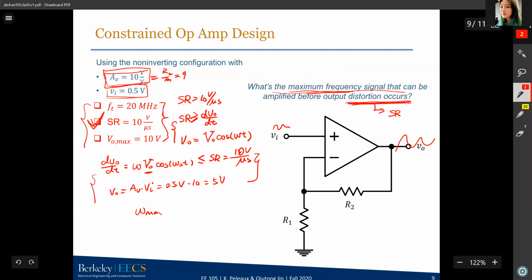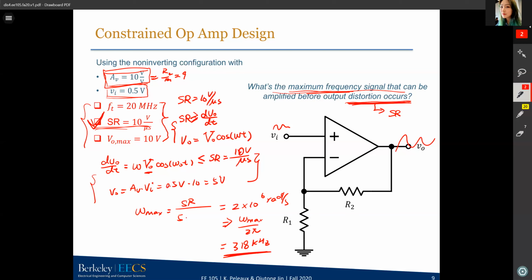So omega max will just be the slew rate divided by 5 volts, which gives us 2 times 10 to the 6 radians per second. Converted back to hertz, it is omega max divided by 2 pi, which is 318 kHz. So just by looking at the slew rate requirement, the maximum input frequency we can use is 318 kHz. And this is not finished.